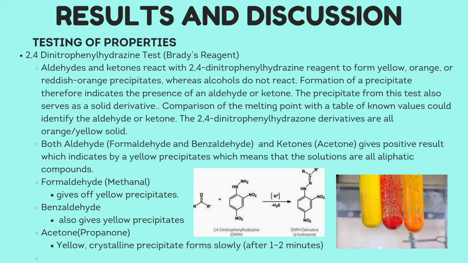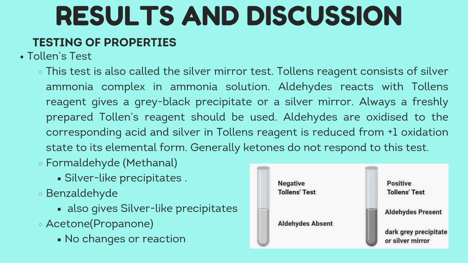Both aldehydes, formaldehyde and benzaldehyde, and the ketone, acetone, give positive results, indicated by yellow precipitates, which means that the solutions are all carbonyl compounds. In short, formaldehyde, also known as methanal, gave off a yellow precipitate. The benzaldehyde also gave a yellow precipitate. And lastly, the acetone, also known as propanone, gave a yellow crystalline precipitate. The picture on the right shows the chemical equation and the results of the experiment, which are yellow, red, and orange. Alright, next is the Tollens test.